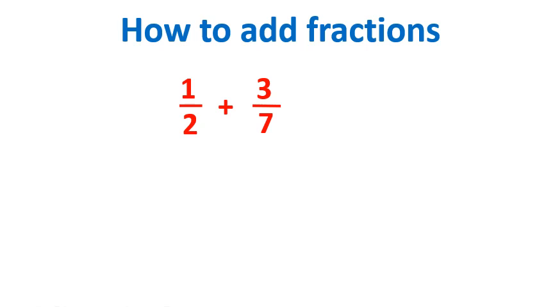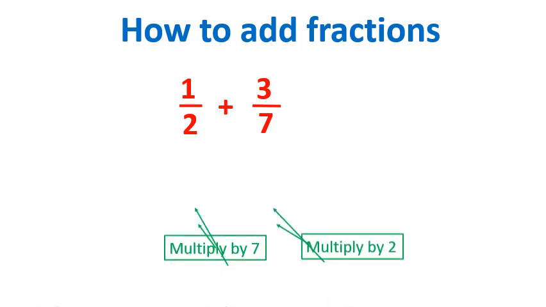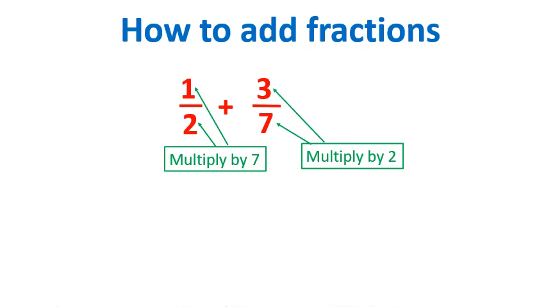Well, we cannot add two fractions together if the denominator is different. If the bottom number is different between the two fractions, we need to get to having a common denominator. We need the denominator to be the same between the two fractions. So instead of it being a 2 and a 7 in the bottom number, we need both bottom numbers, both denominators, to be the same number.